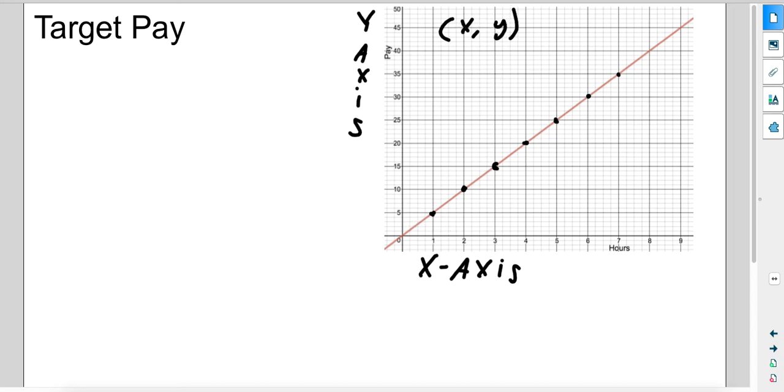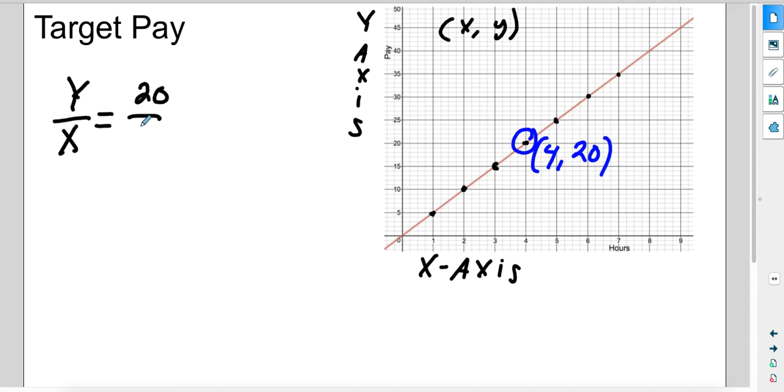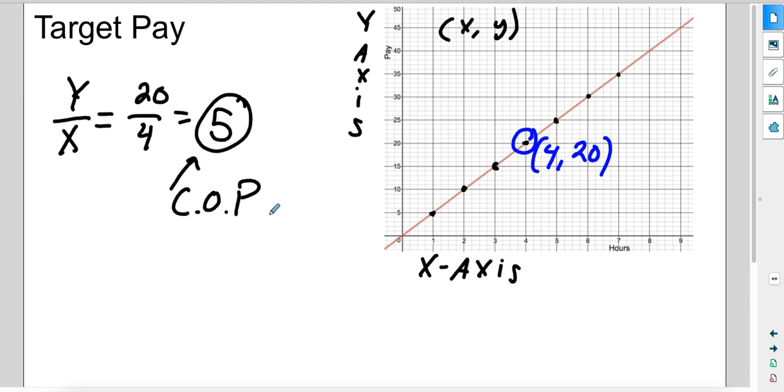So in this case, I'm just going to pick this ordered pair over here, just a random ordered pair. This ordered pair is 4, comma, 20. So I know if I worked 4 hours, I'll make $20. So when I know that, I'm still going to use the same old equation of y over x. I'll be dividing 20 by 4, which will give me a value of 5. So my COP just by itself, by looking at this graph, would be 5.